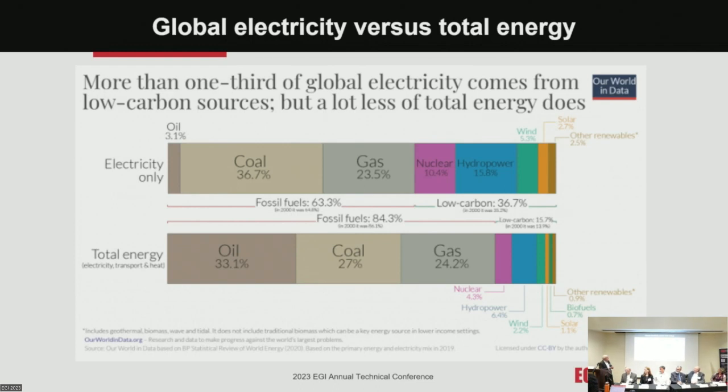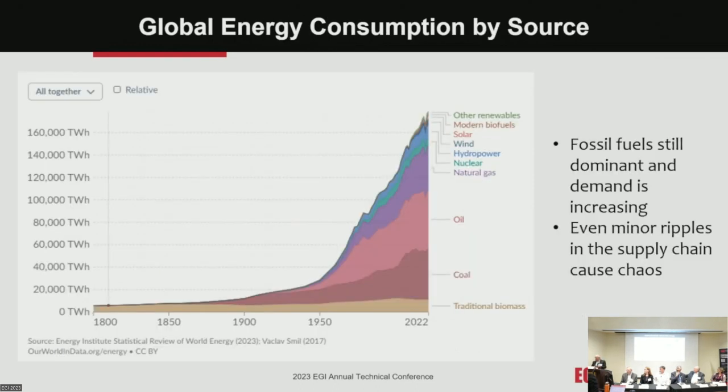And what that translates to, if you look at this next one here, demand as a whole is increasing. So what that means is not only is the share of oil and gas increasing, but the absolute consumption of oil and gas is still increasing.